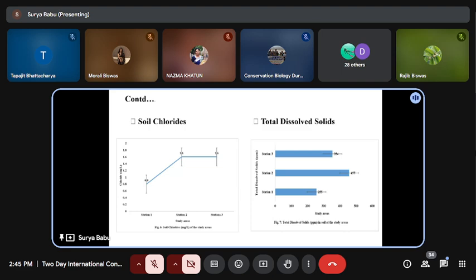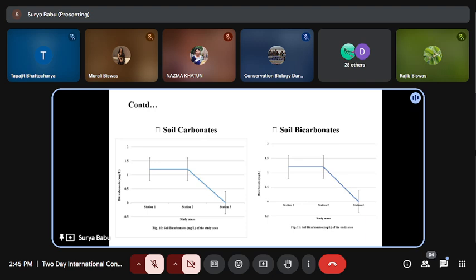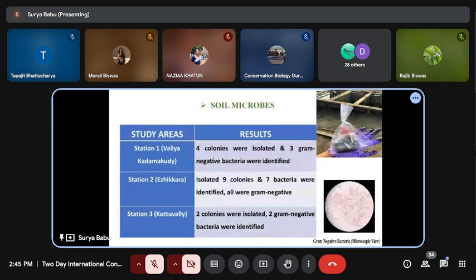Then the TDS was very high in station 2. Electrical conductivity as well as calcium carbonates were high in station 2. Then a similar value was noticed for soil carbonates as well as soil bicarbonates in stations 1 and 2, with the lowest value at station 3. In station 3, both soil carbonates and bicarbonates were absent. Coming to the soil microbes, stations 1, 2, and 3 were analyzed. From the study, 4 colonies were isolated from the Valiyakadamakudi area, with 3 gram negative bacteria identified from station 1, 7 gram negative bacteria from station 2, and 2 gram negative bacteria from station 3.